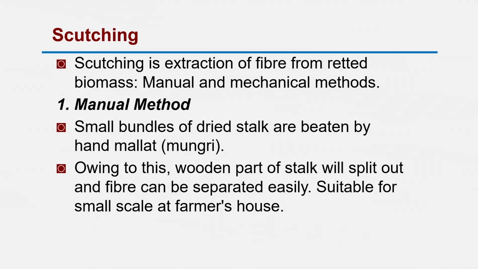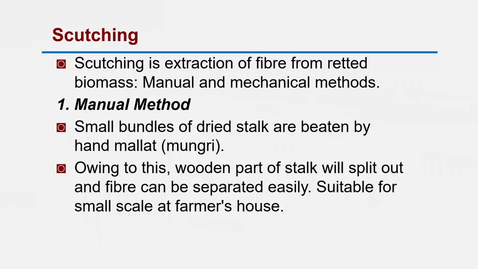Whatever biomass has been retted, now you need to take out or extract the fiber from it. This process is called scutching. Two kinds of methods are available for scutching. One is the manual method, which is very common in India, and the other is the mechanical method, meaning using some machine.